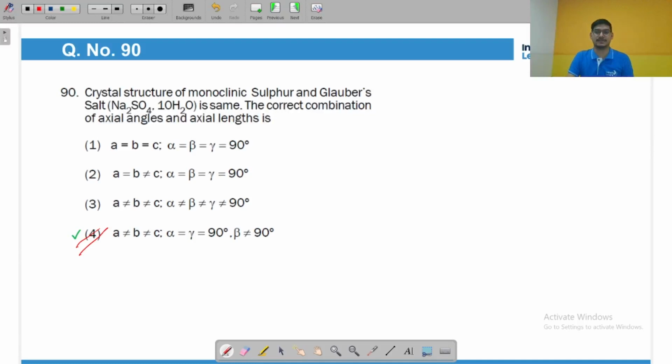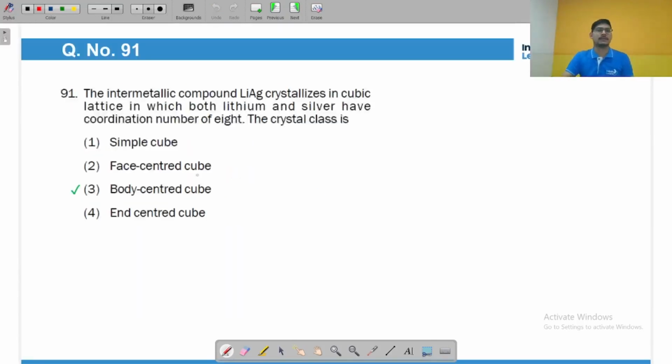They are generally asked. The intermetallic compound LiAg. So you can assume that if lithium forms a simple cubic arrangement, then silver is sitting at the body center, or vice versa. So the entire arrangement can be said to be a BCC atom arrangement. So this is the correct answer.